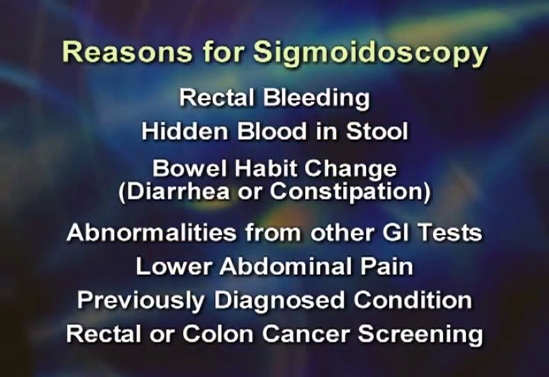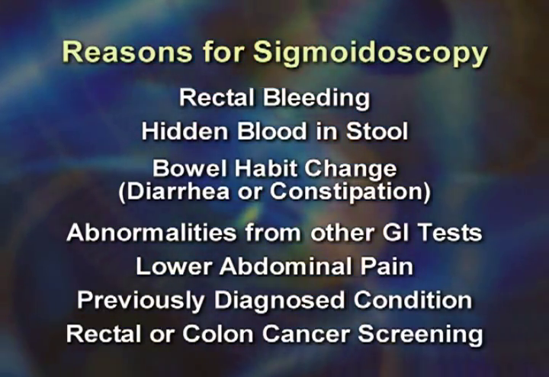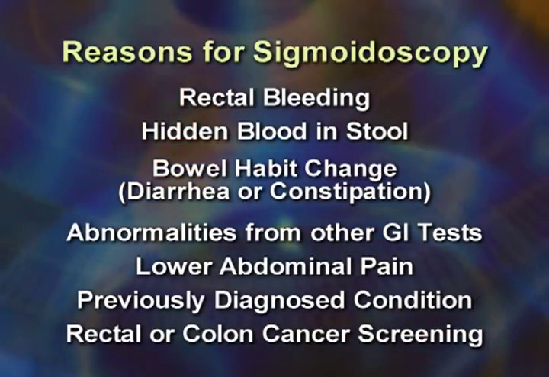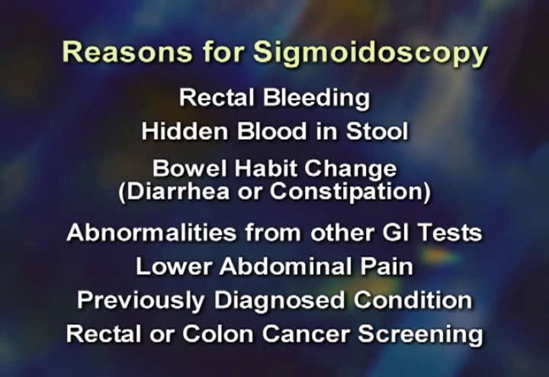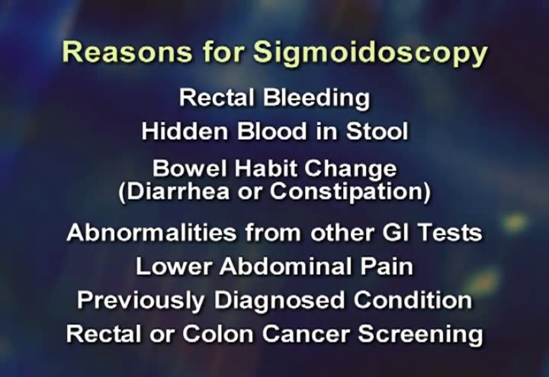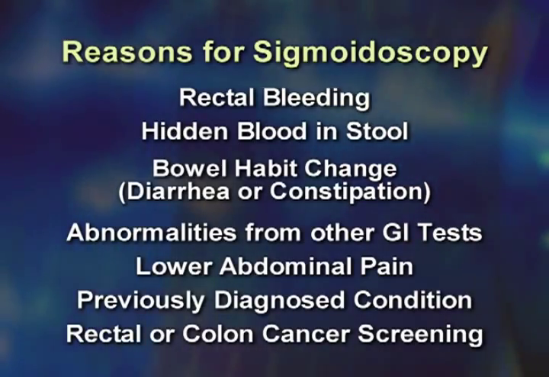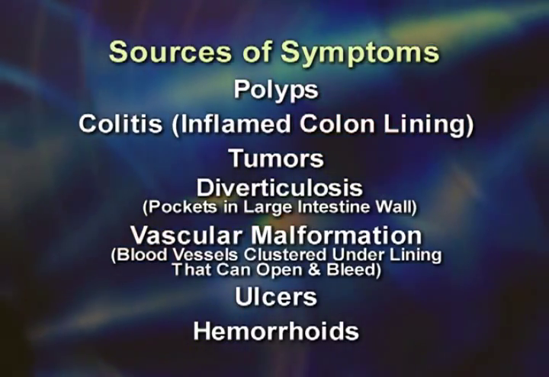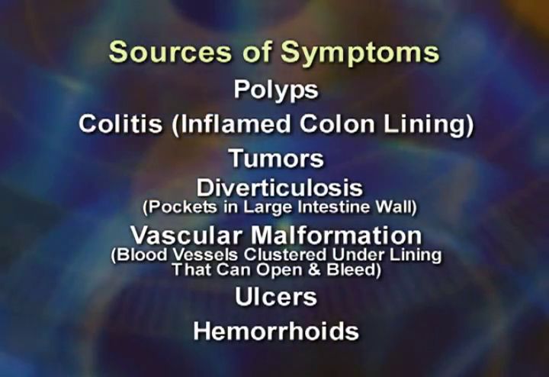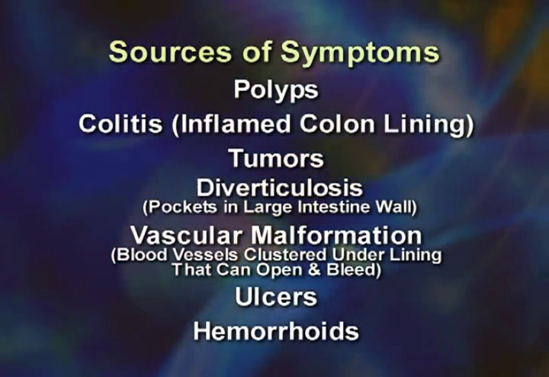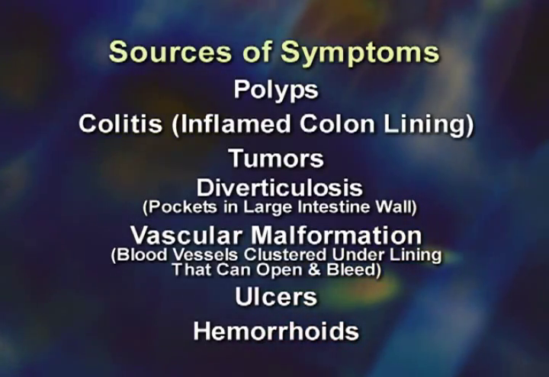The most common reasons for sigmoidoscopy include, but are not limited to, rectal bleeding, hidden blood in your stool, bowel habit change, abnormalities indicated from other GI tests, lower abdominal pain, checkup for previously diagnosed conditions, screening for rectal and colon cancer if you're over 40 or if there's a family history of polyps or cancer. The sources of these symptoms may include polyps, usually harmless tissue growths, but can sometimes be precancerous, colitis, tumors, diverticulosis, vascular malformation, ulcers, hemorrhoids, or swollen rectal veins.